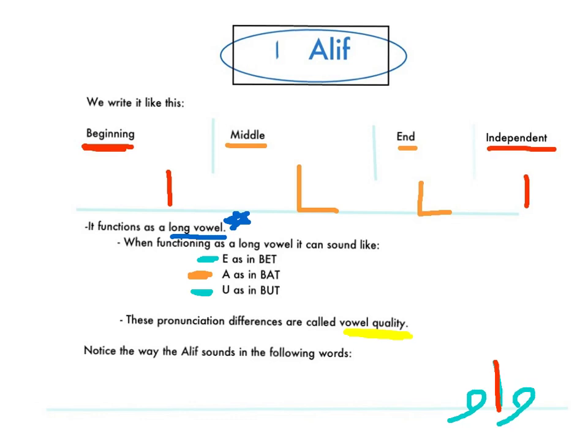Now we have the word baba. Notice how Alif is written in the middle and the end of the word. It makes an sound, and it's a long vowel. We don't say baba, we say baba. Now we have the word ab. Notice how Alif is written independently in the beginning of the word ab.